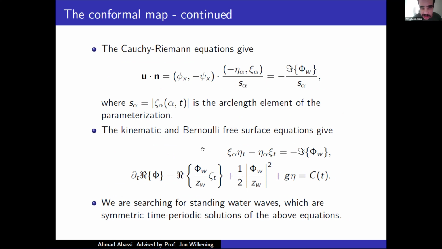So the Cauchy-Riemann equations of the problem state this sort of inner dot product with the normal, where S derivative alpha is just the arc length element of the parametrization of the free surface, and then the kinematic and Bernoulli free surface equations are easily translated to conformal variables instead of the real variables. And these are the ones that we actually want to solve because we solve our problem using conformal space instead of physical space, just because it makes a lot more sense and it's more tractable, obviously.